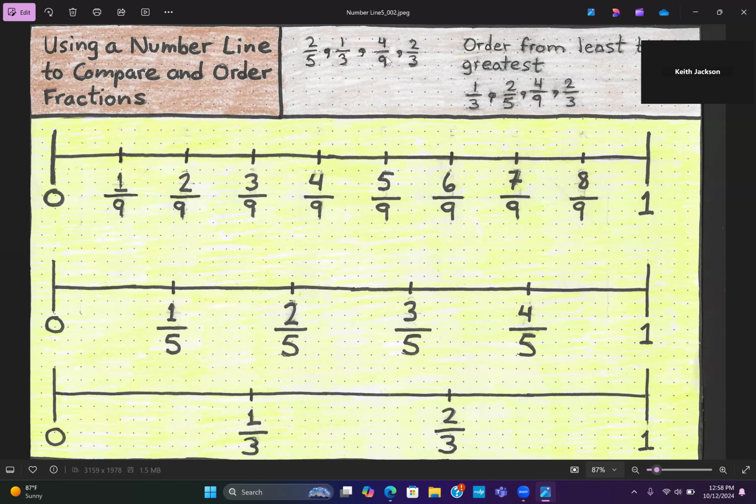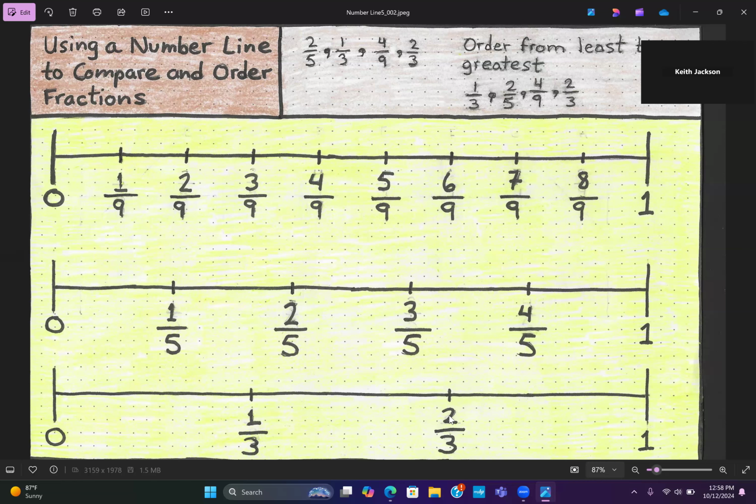So let's take a look at 4/9 in comparison to the previous two fractions of 2/5 and 1/3. And we see that 4/9 is actually larger than 2/5. So we have them in order right here, from 1/3 to 2/5 to 4/9, and there you have it: 1/3, 2/5, 4/9.